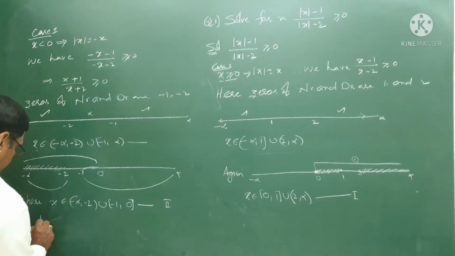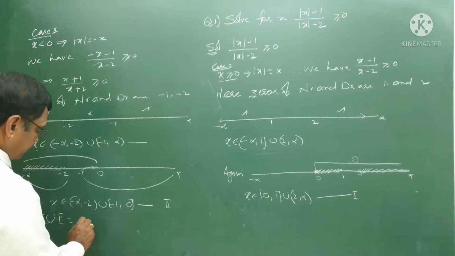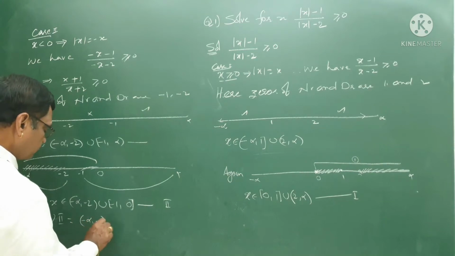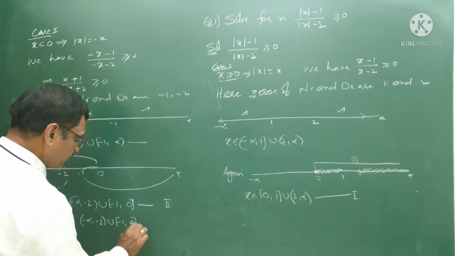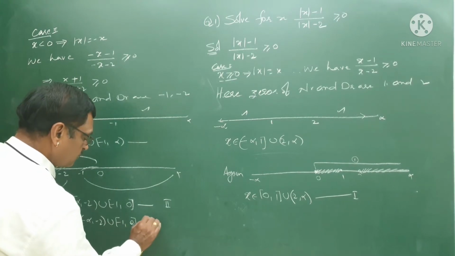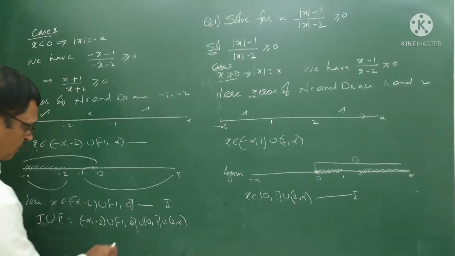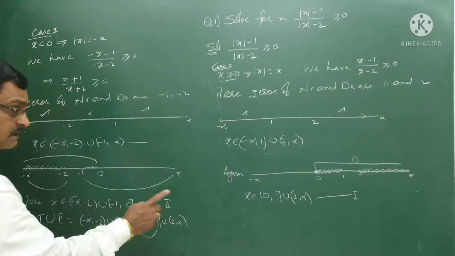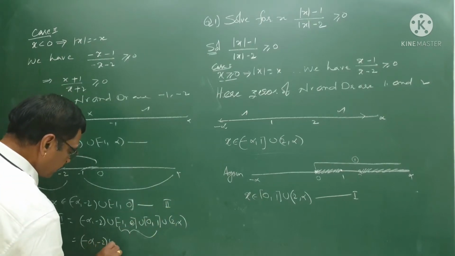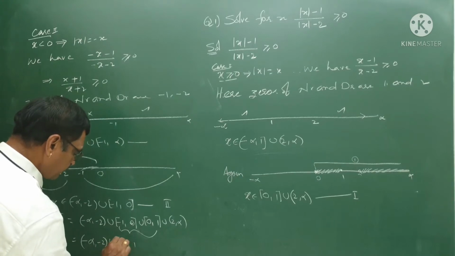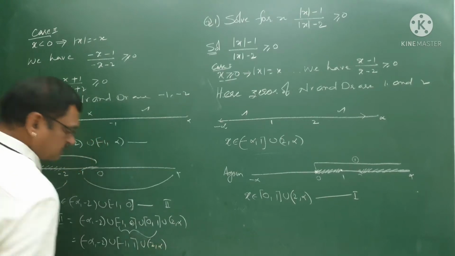Therefore, the final answer, 1 union 2, is nothing but minus infinity to minus 2, union minus 1 to 0, union 0 to 1, union 2 to infinity. Now I can combine these two. I can write minus 1 to 1 directly. So my answer is minus infinity to minus 2, union minus 1 to 1, union 2 to infinity. This is the final answer.